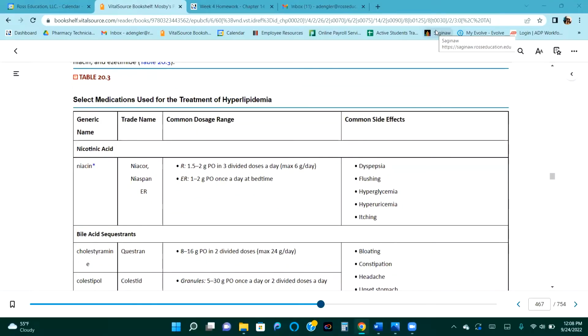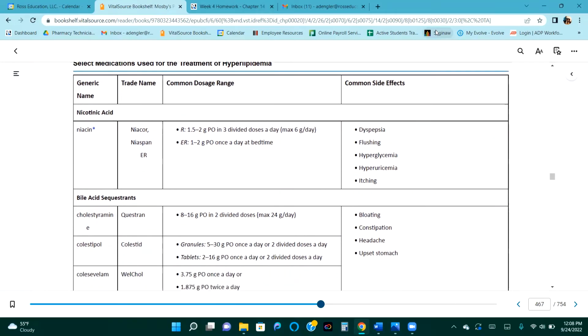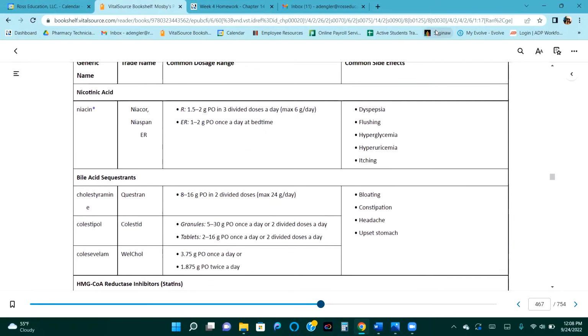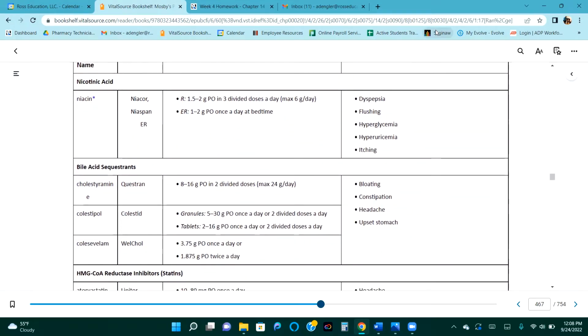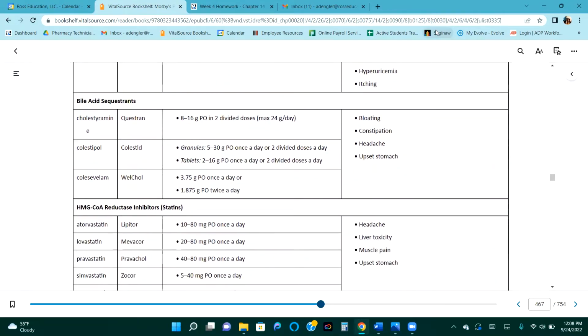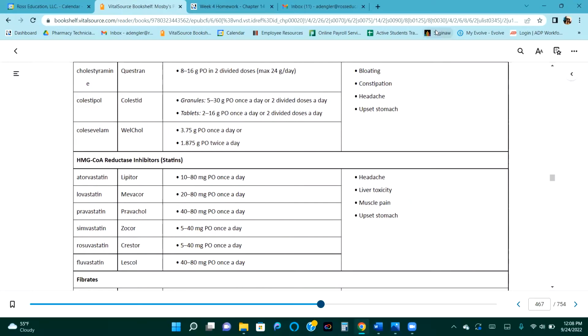Table 20.3 lists select medications used for the treatment of hyperlipidemia. In nicotinic acid, we have niacin. Bile acid sequestrants, we have Questran, Colestid, Welchol. For statins, which are a nickname for HMG-CoA reductase inhibitors because they have a common ending of statin: atorvastatin, lovastatin, pravastatin, simvastatin, rosuvastatin, fluvastatin.